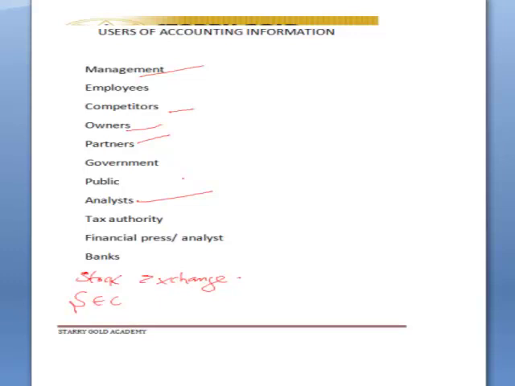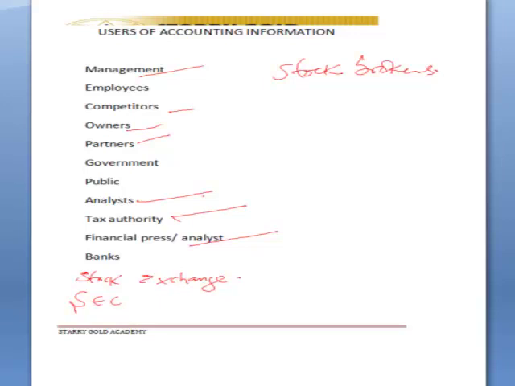There are financial advisors and stockbrokers. In fact, this list is so broad. Stockbrokers are also part of it. We have the financial press or financial analysts. They are also part of the users of accounting information. The tax authorities are not left out, as I said, because they are under the government. So tax authorities are also users.